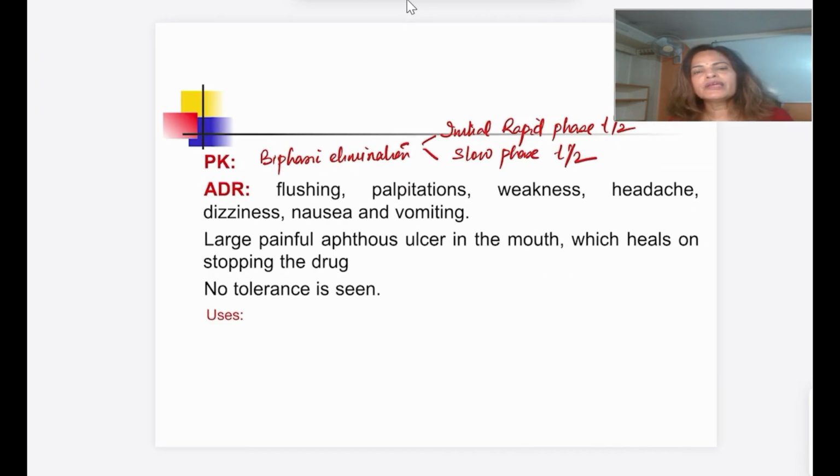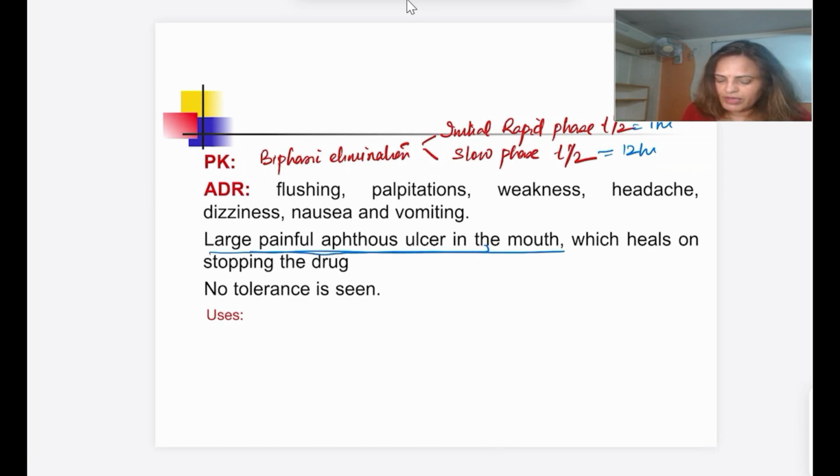So what are the other important properties? Pharmacokinetically, we can give it by oral route, it is metabolized in the liver and excreted in the urine, and its elimination is biphasic. The initial rapid phase has a half-life of 1 hour, and the slow phase has a half-life of 12 hours. Because it causes vasodilatation, side effects will be related to that. So there will be flushing, palpitation, weakness, headache, dizziness, nausea and vomiting. Apart from that, there are large aphthous ulcers in the mouth which are reversible, so they heal when we stop the drug.